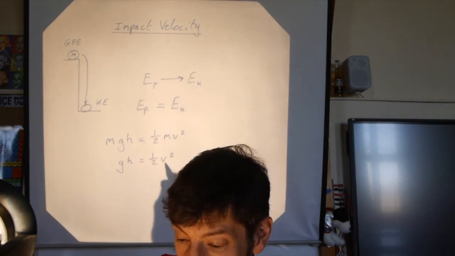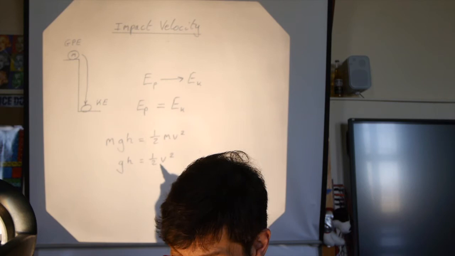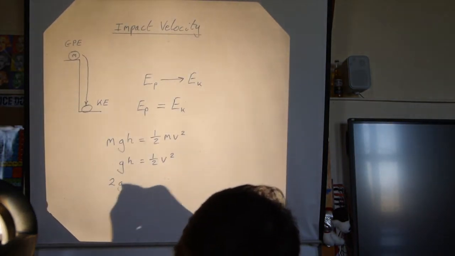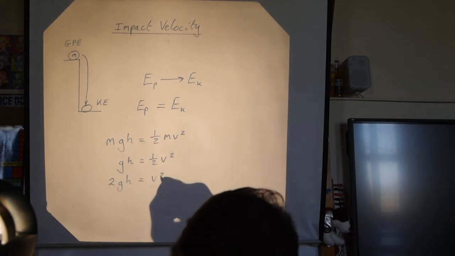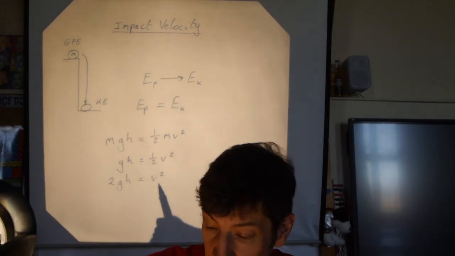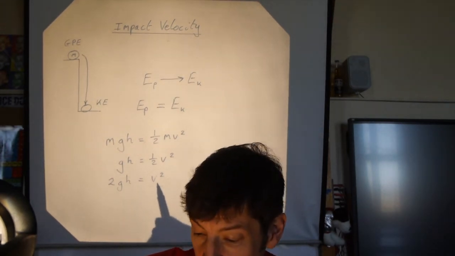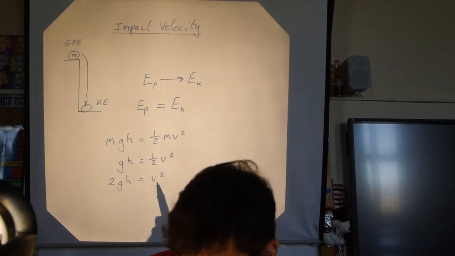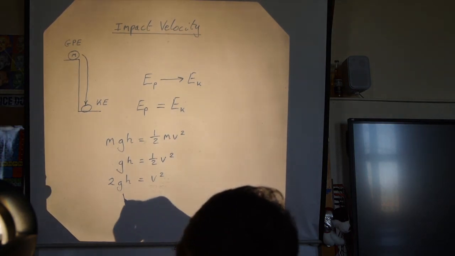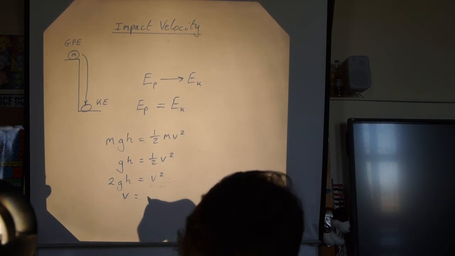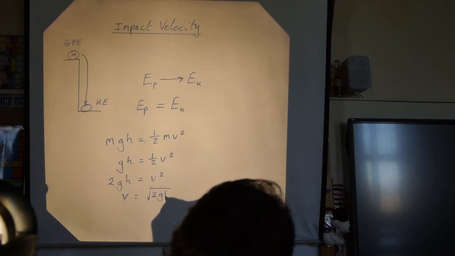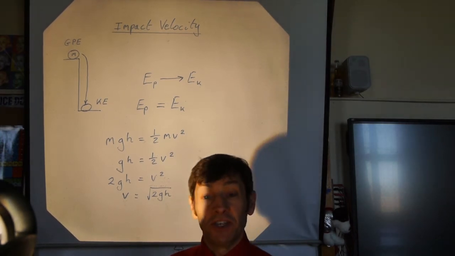Okay, so we want the impact velocity v. So we've got a half here, so let's double this side. So we'll double this side, 2gh is equal to v squared. And finally, let's square root to get v, and I'll swap sides. So the square root of v squared is v, and it will be root 2gh, so the impact velocity will be equal to the square root of 2gh.